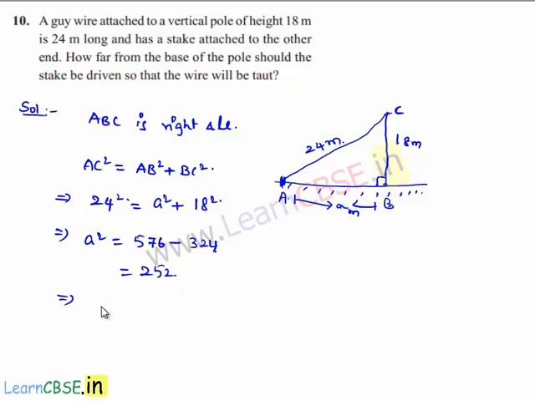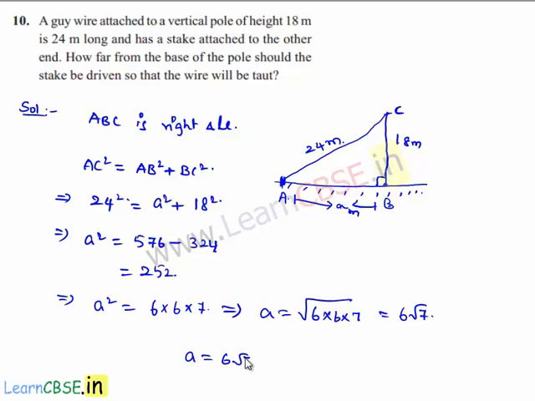So a square is equal to 252, which can be written as 6 into 7. That implies a is equal to square root of 6 into 7, which is equal to 6 root 7. So finally we got a is equal to 6 root 7 meters. So the distance of the stake from the base to make the wire taut is 6 root 7 meters.